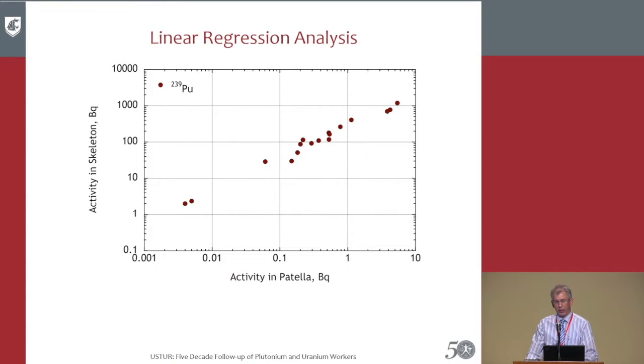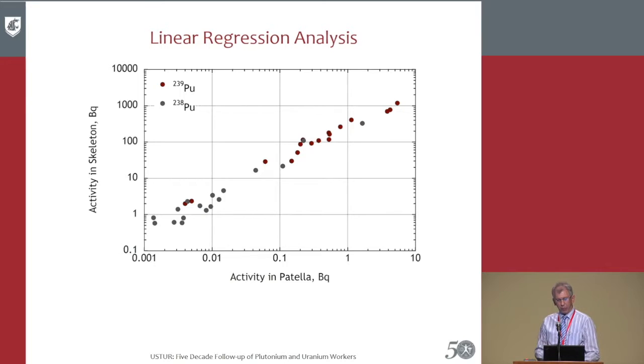The next slide is a graphical representation of my data. First, on this slide you can see the activity in patella we measured for plutonium-239. As you can see, most of the data points are above 0.1 becquerel, and there are two data points in the millibecquerel area. These are two cases when people were exposed to plutonium-238, so the activity of plutonium-239 was low.